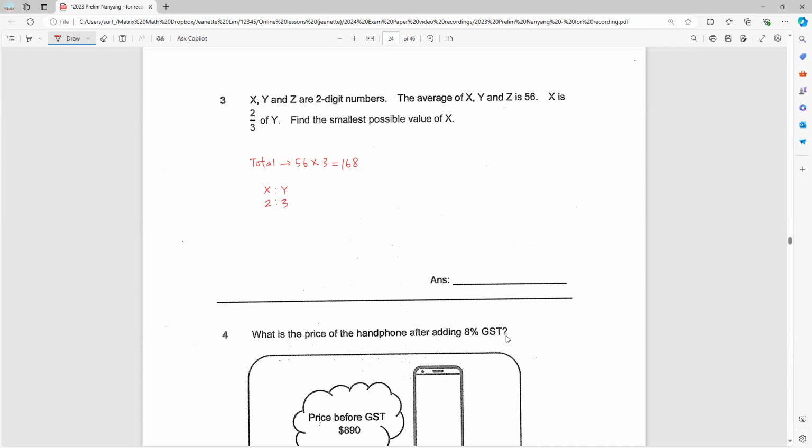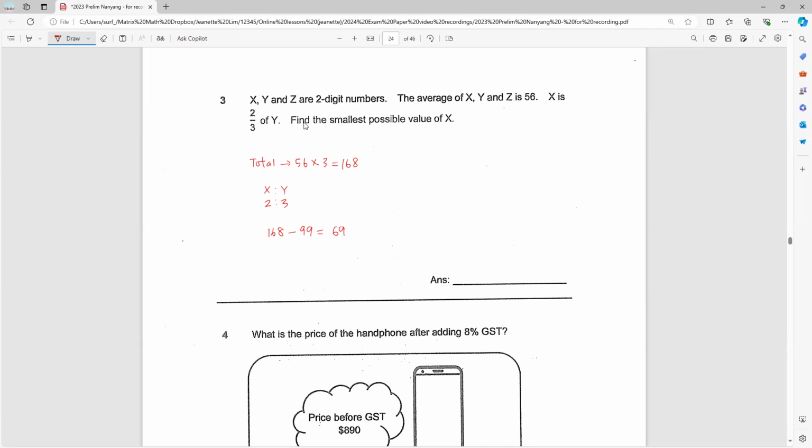If you want the smallest possible value of X, it means that you would want the smallest possible sum of X and Y. So I will treat my Z as the biggest possible value, which is 99. So I'll take 168 minus 99, which is 69. And this will be the smallest possible value for X and Y, which is 5 units.